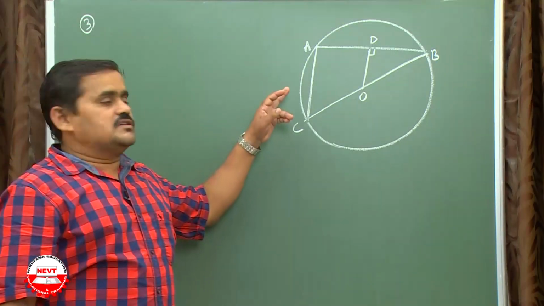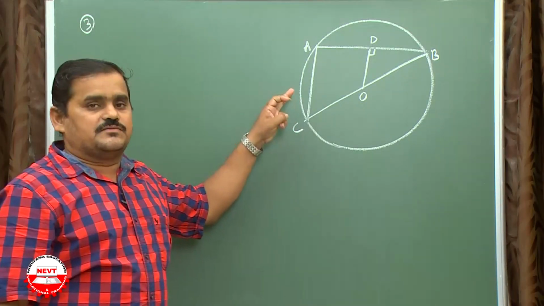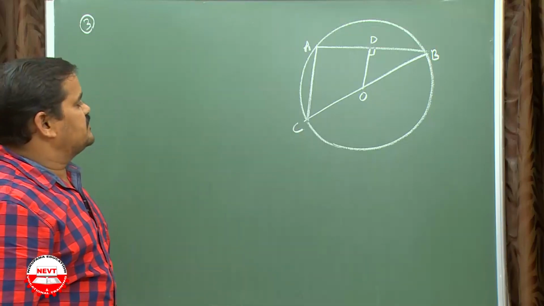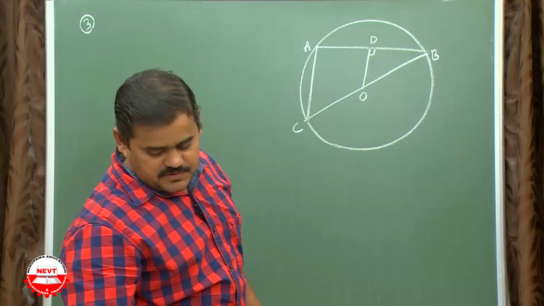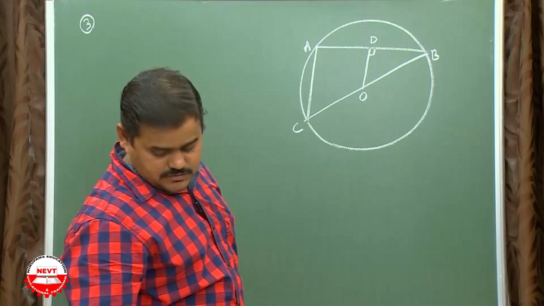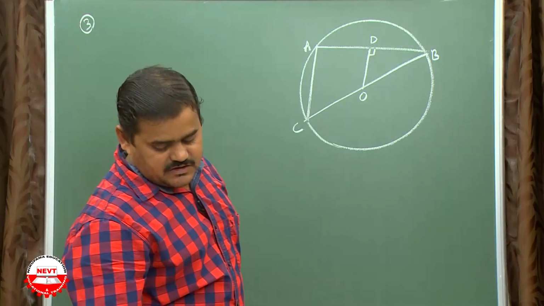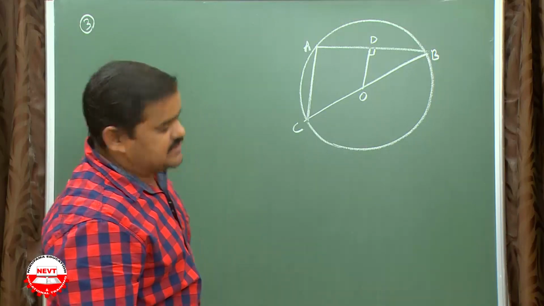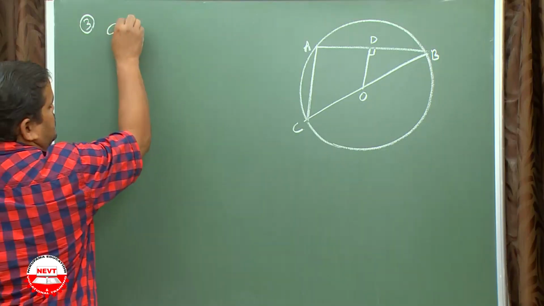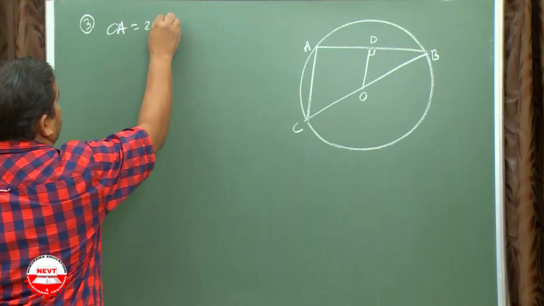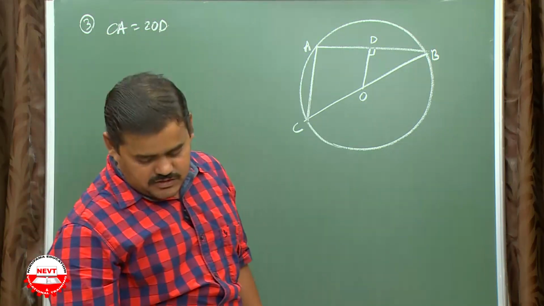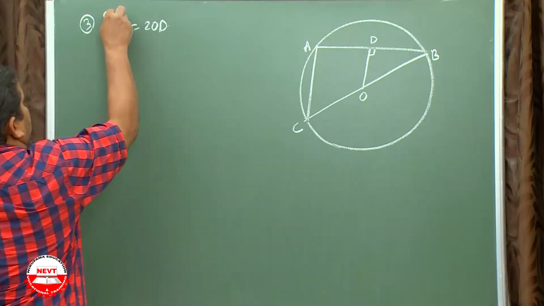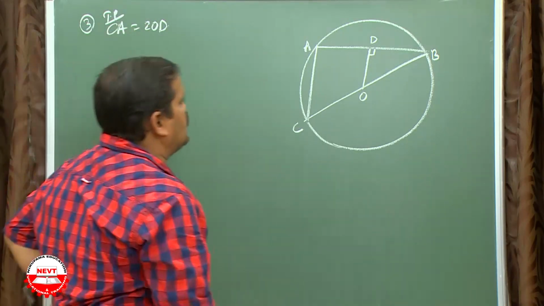Come to this question. This is a very important question, comes a number of times in the exam. Just see properly. OD is perpendicular to the chord AB of a circle whose center is O. If BC is the diameter, prove that CA is equal to 2OD. This is your proof. CA is equal to 2OD.